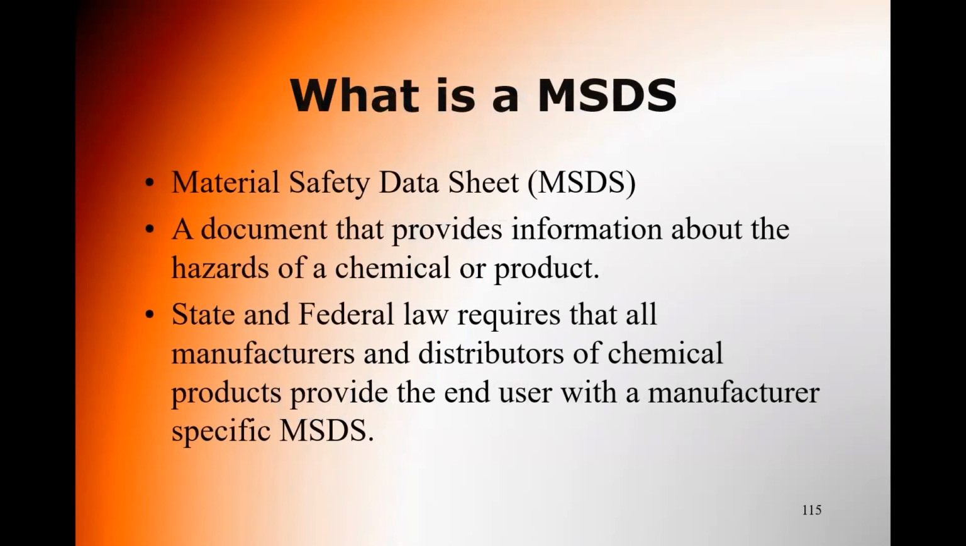What's the MSDS sheet? Material Safety Data Sheet. That's a document that provides information about the hazard of the chemical. State and federal law requires all manufacturers and distributors of chemical products to provide the end user with a manufacturer-specific material safety data sheet.